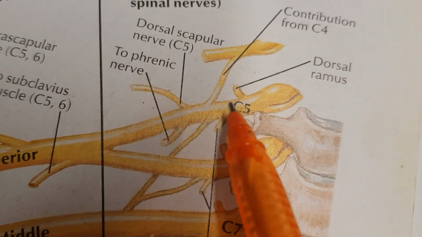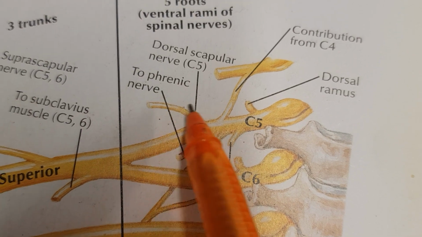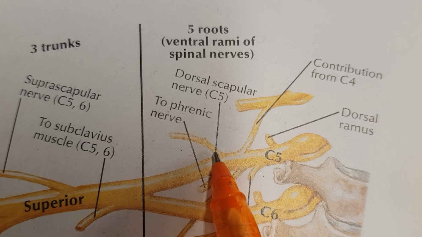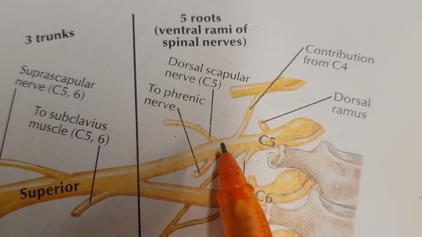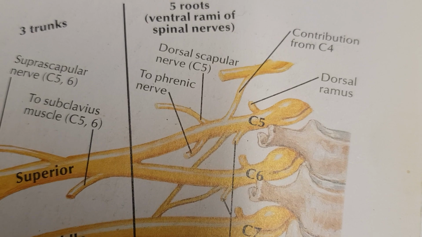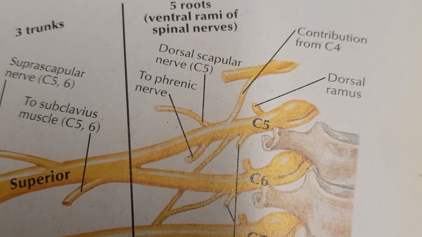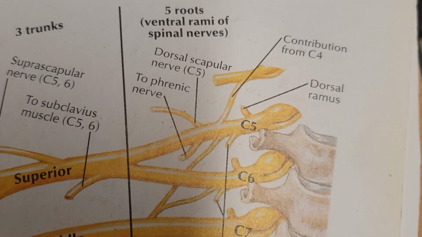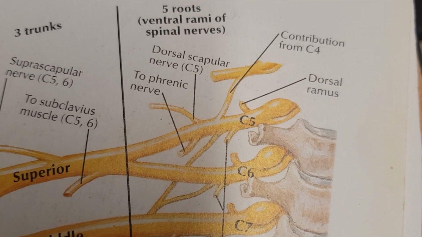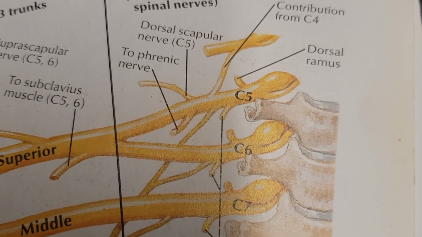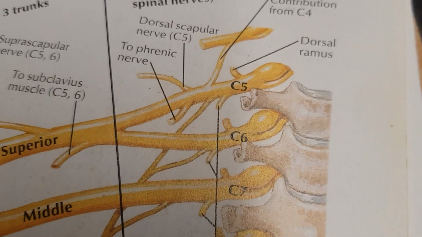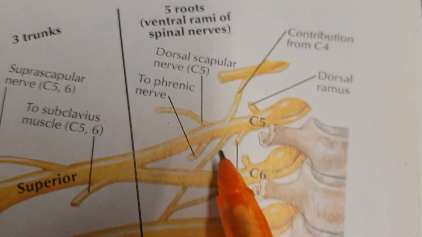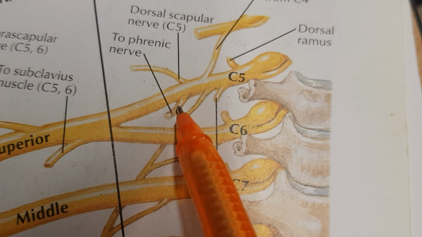Right. If you look at C5, there is this branch called the dorsal scapular nerve. The dorsal scapular nerve will supply the rhomboid minor and rhomboid major. Those muscles attach at the medial border of the scapula. They help with the retraction of the scapula. That's the dorsal scapular nerve. The other branch is to supply the subclavius muscle.